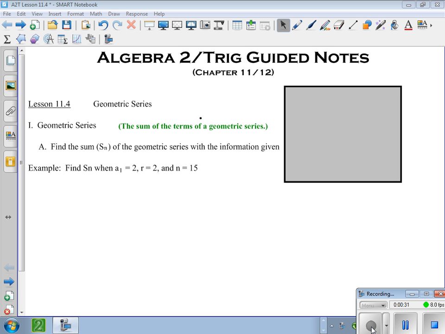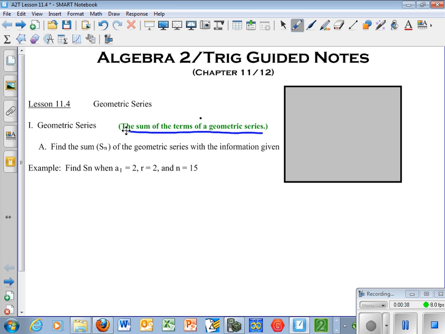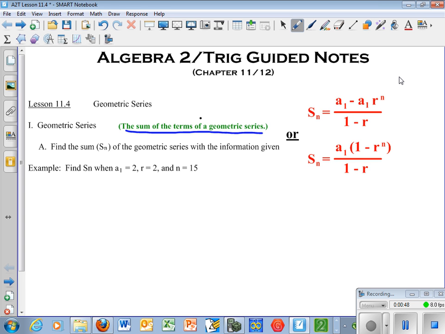So that's the definition of geometric series right here, the sum of a geometric series. You're summing up so many terms, n number of terms. So there's some formulas that we're going to deal with. There's actually two formulas here, and I want you to notice for these two formulas, they are pretty much the same. You have 1 minus r on the bottom. Remember, s sub n means the sum of n number of terms.